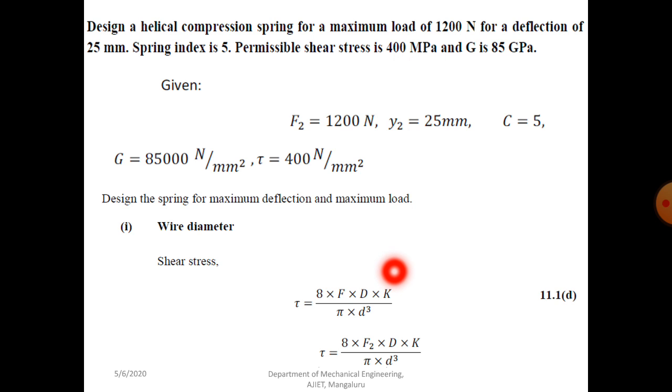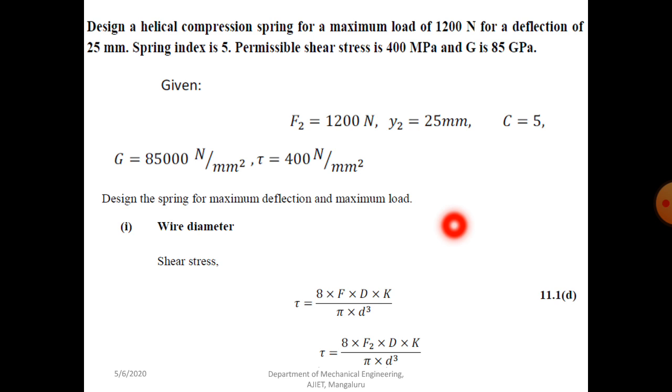D is nothing but the mean diameter of the coil, so whatever the mean diameter of the coil is denoted by capital letter D, and K is nothing but the wall stress factor. It's also called the wall stress correction factor, which you will get from equation number 11.2a, divided by pi d cube. So small d is nothing but the diameter of the wire in that helical spring.